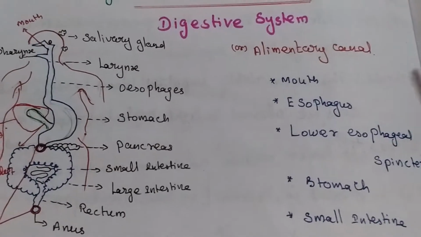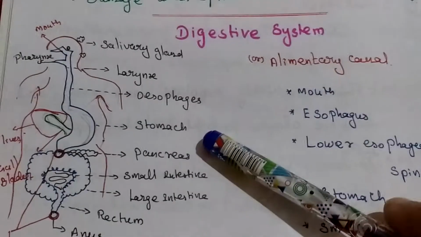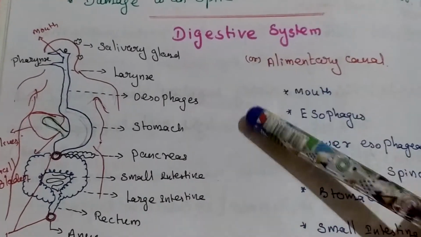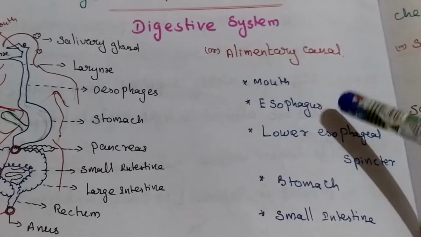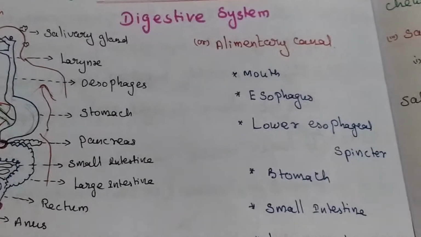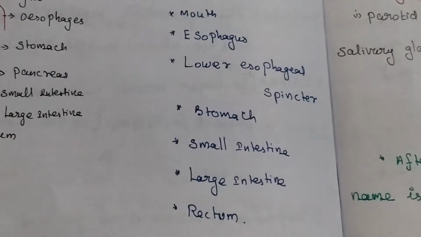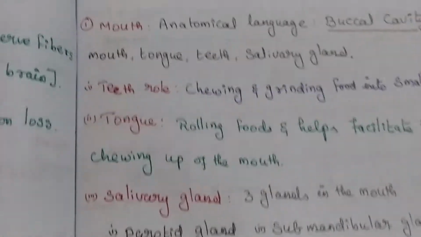Digestive system is otherwise called the alimentary canal. This diagram represents the digestive system. It has various parts: mouth, esophagus, stomach, small intestine, large intestine, and rectum. Now we will see the function of each and every part.